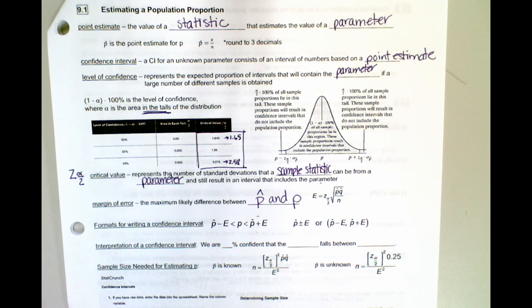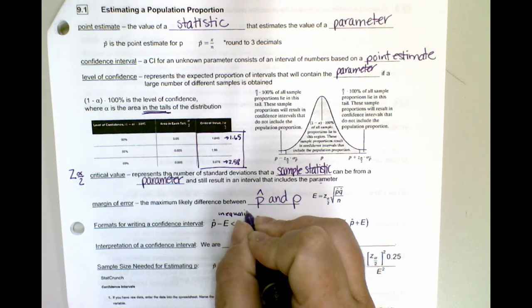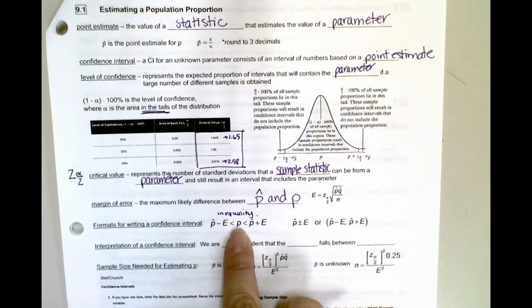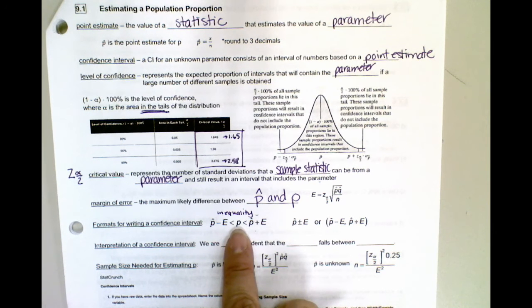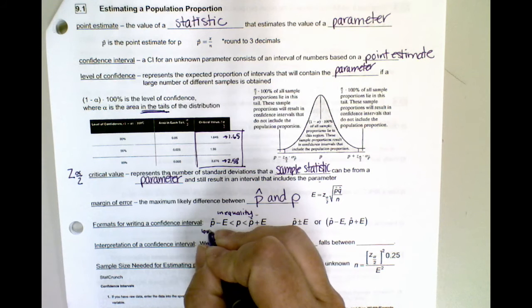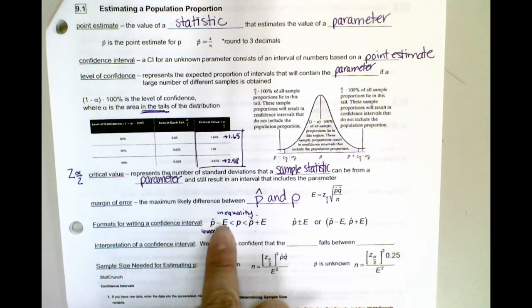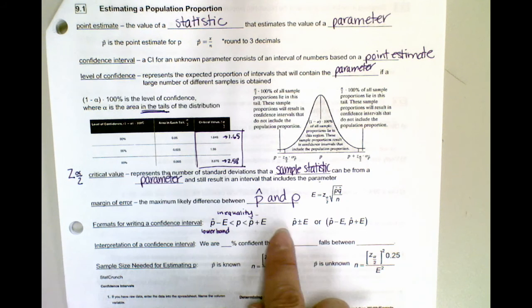There are 3 different ways to write a confidence interval. Make sure that you read the directions because it may tell you which format it wants the answer in. This format right here is called inequality format. And what it does is it puts the population proportion in the middle, and then it has a lower bound and an upper bound, which we get by taking our p hat minus the margin of error and our p hat plus the margin of error.